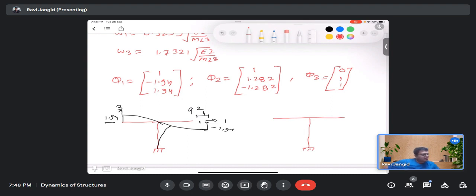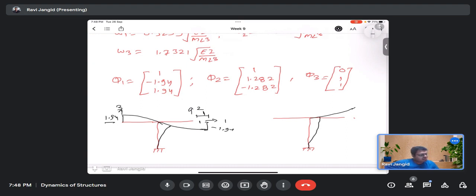Similarly, for the second mode, we can draw the mode shape. In the second mode, again that is 1, so here it will come out to be 1, and then it is 1.28 on the positive side. So it will be going like this, and that is the negative side, which is this. So that is 1.28 in the negative, 1.28 in the positive, and that is the 1 in this direction.